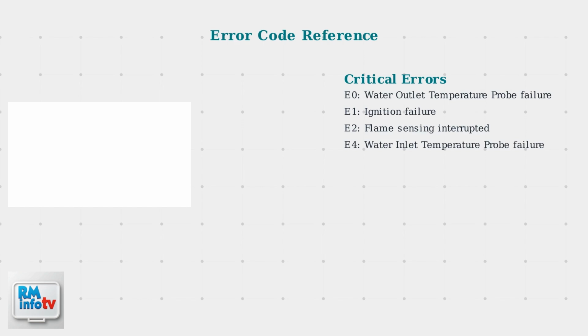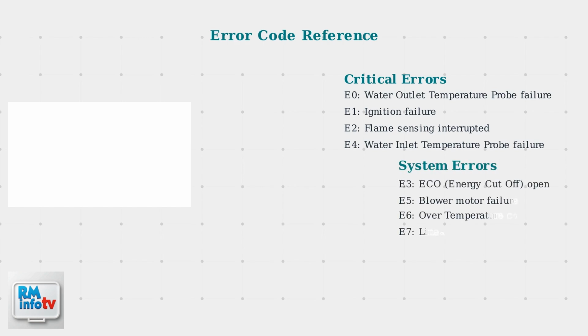Now, let's examine the specific error codes that the control module displays when failures occur. The control module detects failures and displays error codes on the user control panel, like this one showing an E4 error. Critical errors include E0 for water outlet temperature probe failure, E1 for ignition failure, E2 for flame sensing interrupted, and E4 for water inlet temperature probe failure.